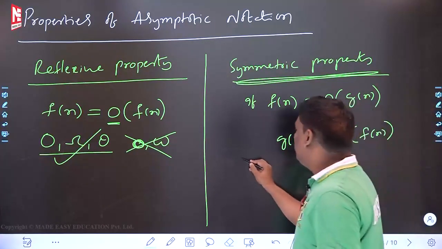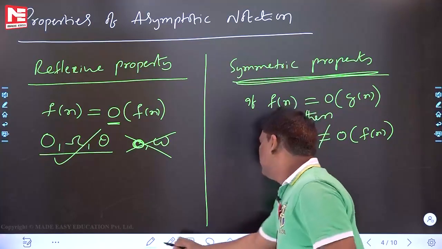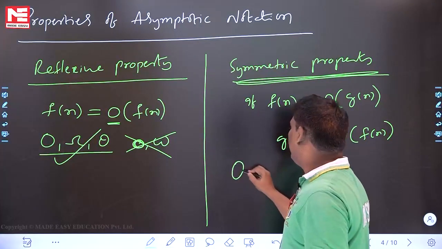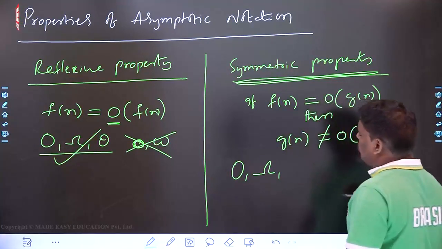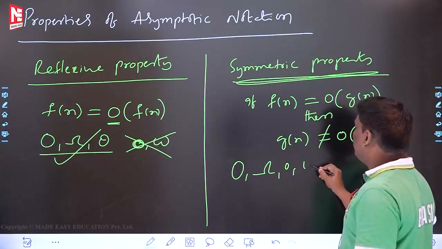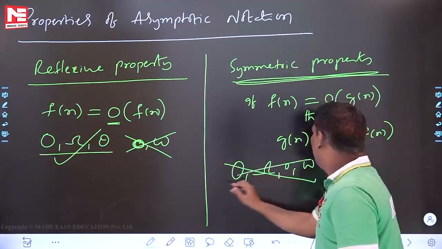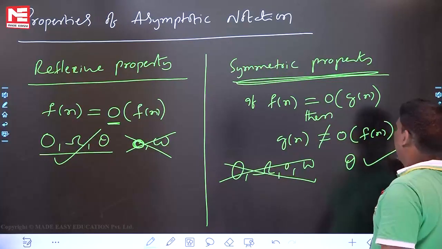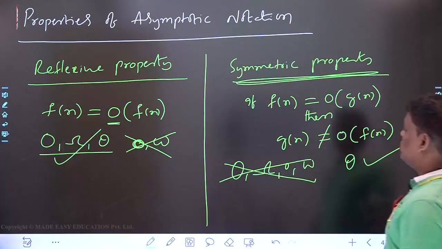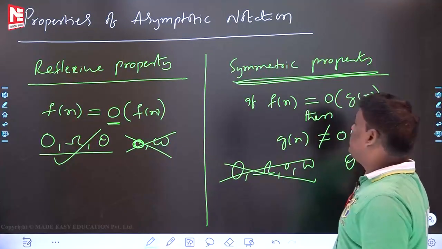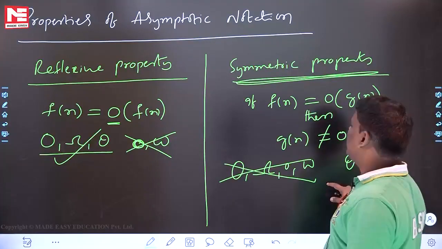Let me write now. Big O fails. See this one, big O fails. Omega also fails. Next, what about small o? Small o definitely fails. Small omega fails. These four fail. Only theta passes. That is the meaning of the symmetric property. So these four fail, theta passes. Reflexive property, symmetric property.